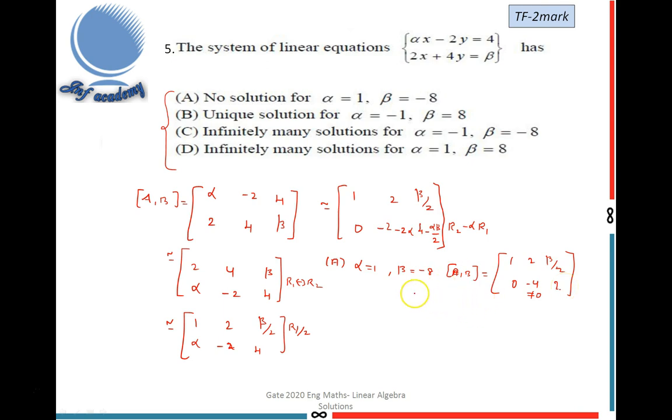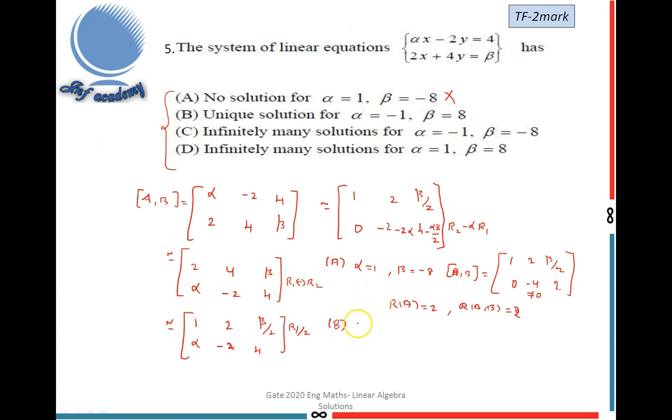Whatever it is, you can say here r of A equal to 2. This is not equal to 0. So r of A equal to 2 and r of A comma B also 2. So this is equal. So it has a solution. So alpha equal to 1 and beta equal to minus 8, in this case, it has a solution. But option A says no solution for alpha equal to 1 and beta equal to minus 8. So this is wrong. Next, option B.